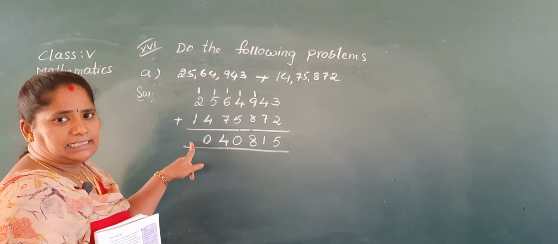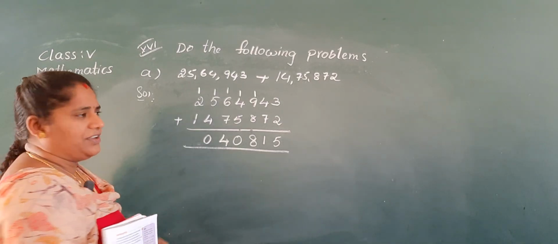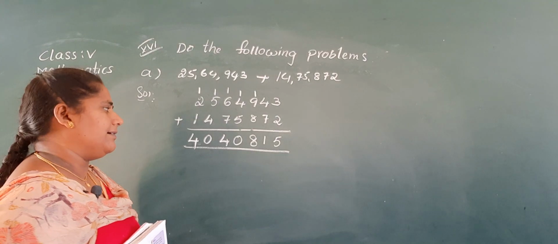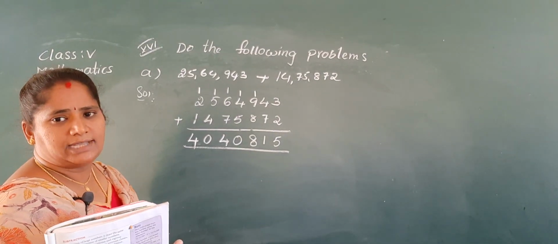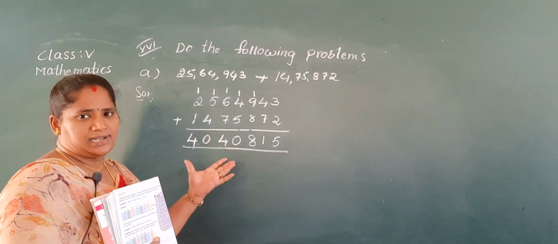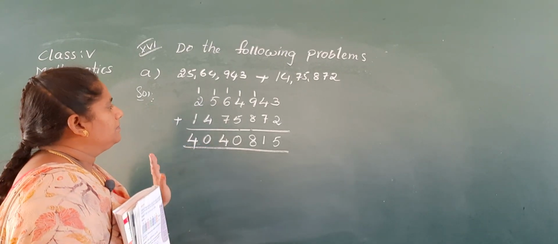Now you add the lakhs place. Take 1 finger, 2 after 3. 3 in the mind, take 1 finger, 3 after 4. So the answer is 40,40,815. Okay? So like this you have to do additions. This is the model. Next one.